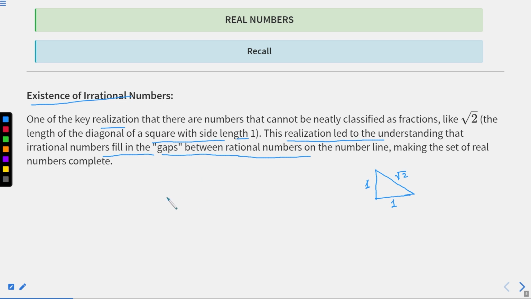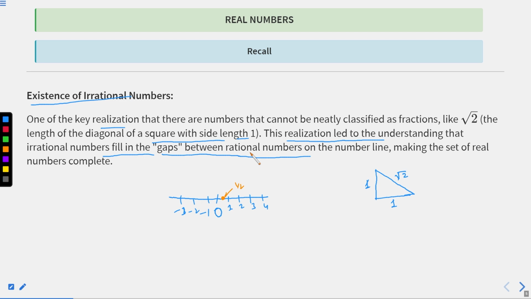Suppose you have this number line. First we mark 0 as a point. On the right hand side of 0 we take 1, 2, 3, 4, and on the left hand side we take -1, -2, -3, and so on. If we take 1 by 2, which is a rational number, it will lie somewhere here. So this is how we can represent a rational number on the number line.